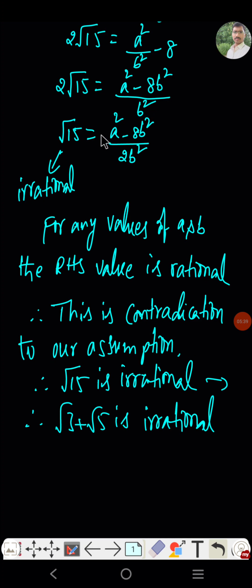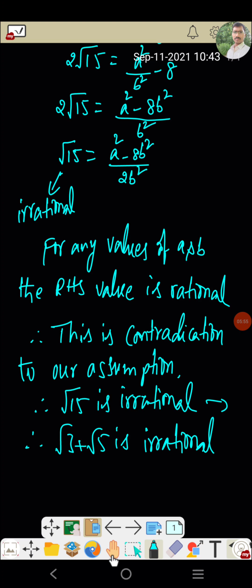In the starting we took the assumption that root 3 plus root 5 is rational, so that is a wrong assumption. So wrong assumption means what is the correct assumption? Root 3 plus root 5 is irrational only. Is it clear? Next, see the next third problem in this exercise only.